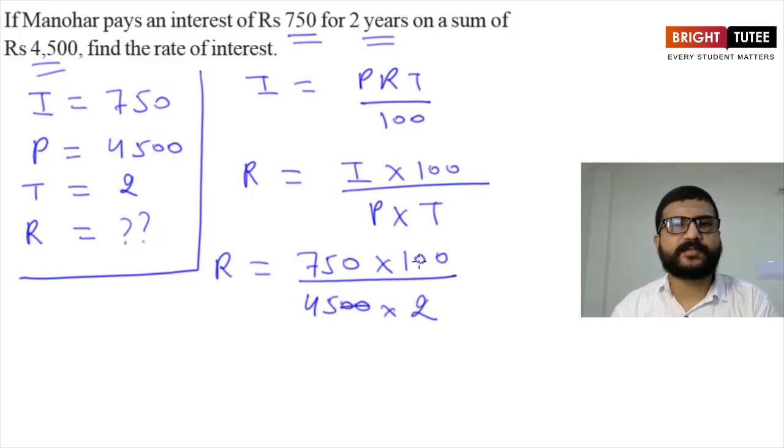Now we can cancel these two zeros with these two zeros. So now we have R is equal to 750 divided by 45 into 2, that is 90. Now from here also we can cancel this 0 with this one. Now what else can we do? We can simplify it further. 3 3s are 9. 3 into 25 will give us 75. So it means now rate is equal to 25 upon 3.